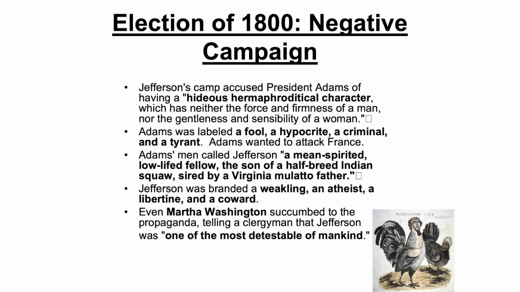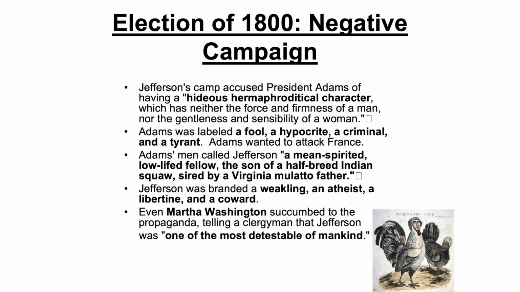This election got very negative. I mean, we talk about elections being negative today. President Adams was called a hideous hermaphroditical character, which had neither the force and firmness of a man nor the gentleness and sensibility of a woman. That's pretty nasty. Then Adams was labeled a fool, a hypocrite, a criminal, and a tyrant, and he wanted to attack France. And Jefferson was called a mean-spirited, low-life fellow, a son of a half-breed Indian squaw, sired by a Virginia mulatto father. So things got quite ugly in those days.